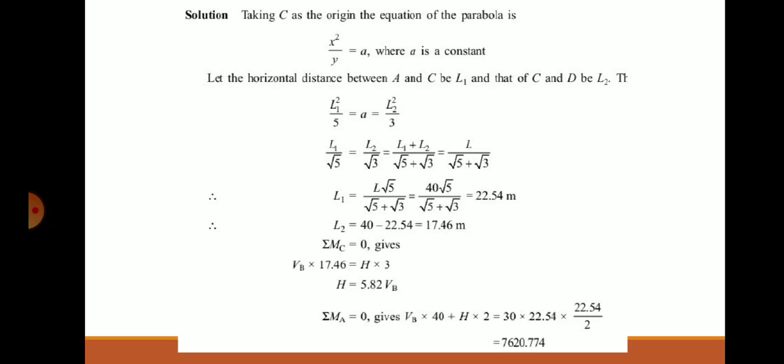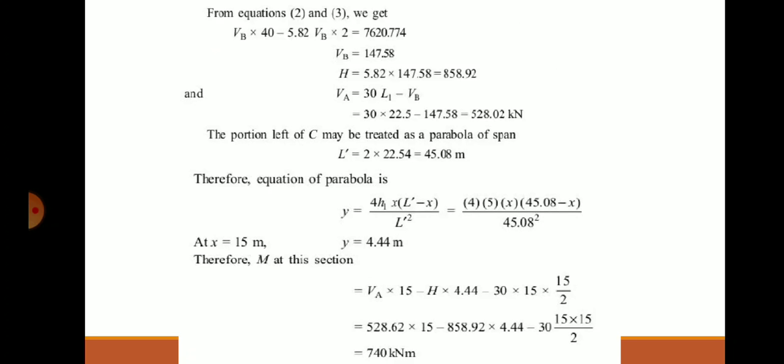Take moment about the crown point, you will get an equation between H and VB. Take moment about A, you will get again a relation between VB and H. Solving the things, you can find out what is VB, what is H, then use sigma V is equal to 0, you can get what is VA. So, right now you know what is VA, what is VB, what is H, all the forces are found out.